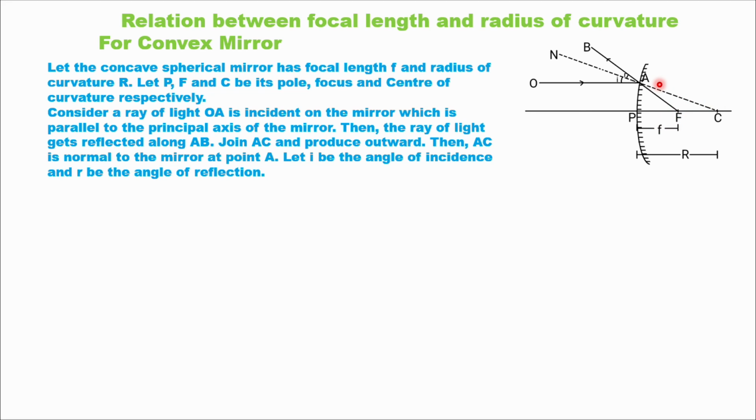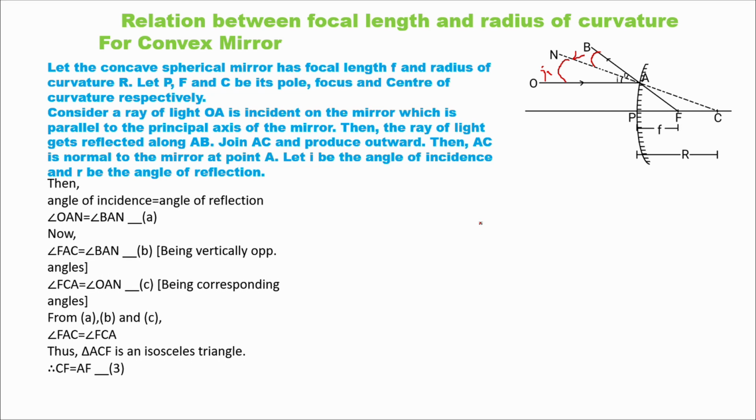So join AC and produce it outward. Same thing, AC is normal to the mirror at point A. Let this be I and this be R. So what is I? Angle of incidence, and R is the angle of reflection. Same thing, just recall the first law of reflection of light. What is the first law of reflection? It says that the angle of incidence is equal to the angle of reflection.